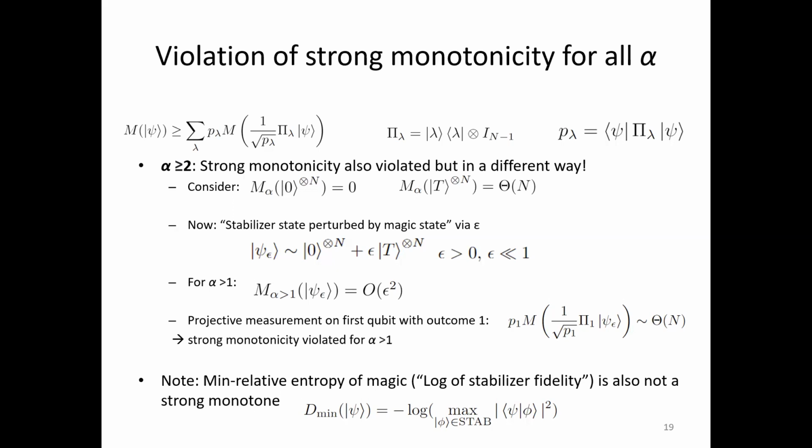Meaning strong monotonicity is violated for any alpha for the Renyi stabilizer entropy. Just as a side note, since we didn't find this in the literature, the min relative entropy of magic, so the log of the stabilizer fidelity, is also not a strong monotone.